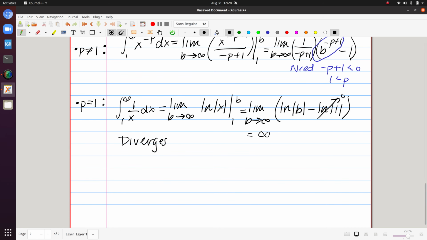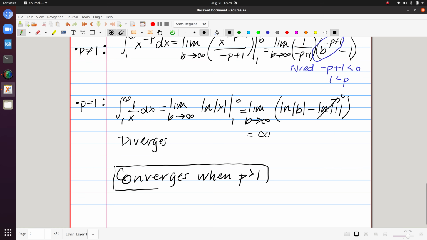Putting that all together, we get divergence for p strictly less than 1 and for p equal to 1. So this integral converges when p is strictly larger than 1. That's going to be particularly useful later when we talk about series, and p series in particular.